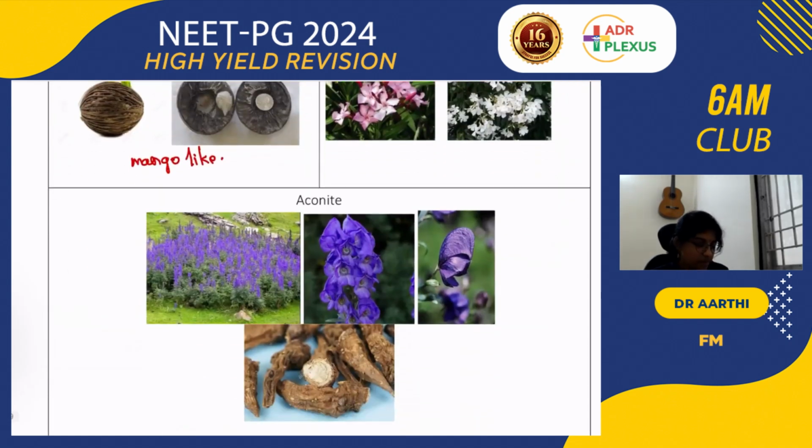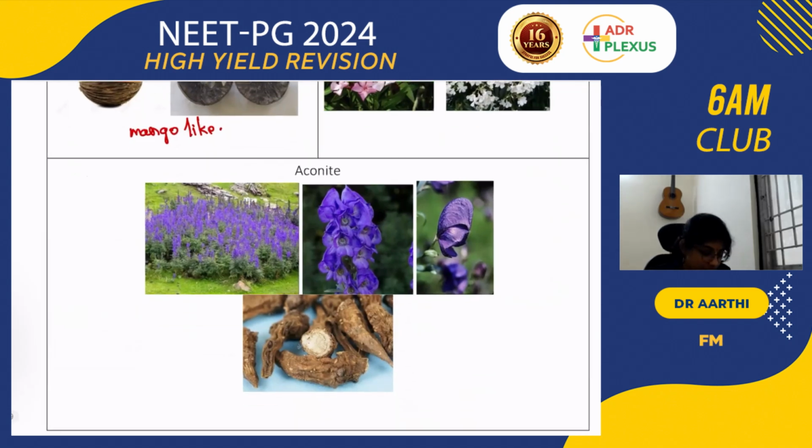All right. Then you have aconite. Classical features they will give us: hippus, alternate contraction and relaxation of the pupil, monkshood, right? Even 1 gram of its root is poisonous. The root mimics horseradish.